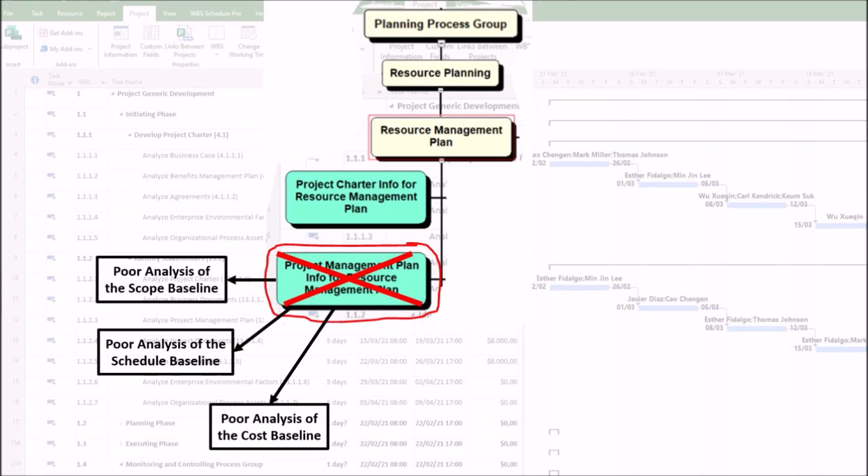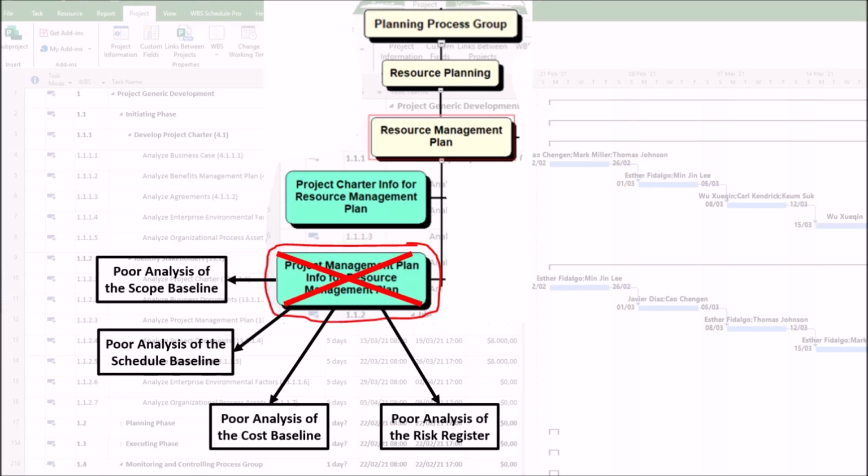You fail to include a management reserve for unforeseen resource needs, such as hiring a replacement or paying for emergency training. Third, plan rejection. The resulting resource management plan, with its high costs, will likely be rejected by the project sponsor or steering committee, forcing a costly and demoralizing replanning effort.